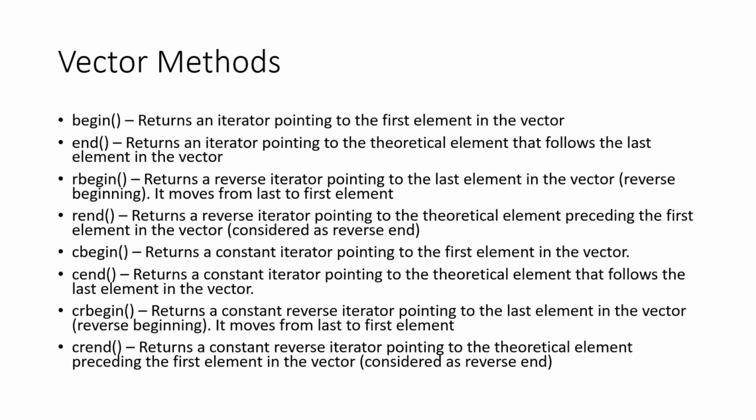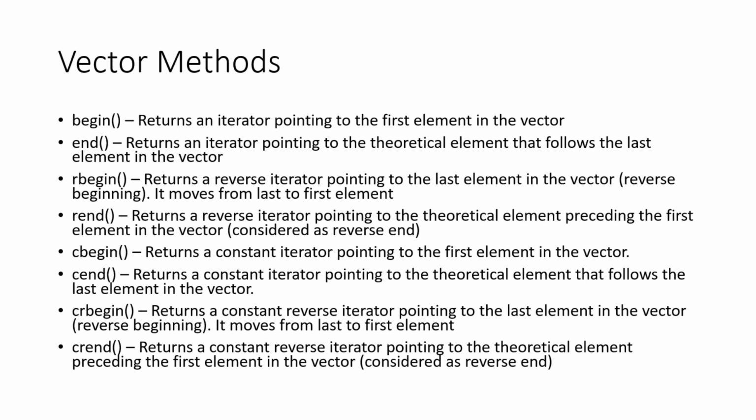rbegin returns a reverse iterator pointing to the last element in the vector. rend returns a reverse iterator pointing to the theoretical element preceding the first element, right? So it doesn't give you the first one from the other side, but the one before it.